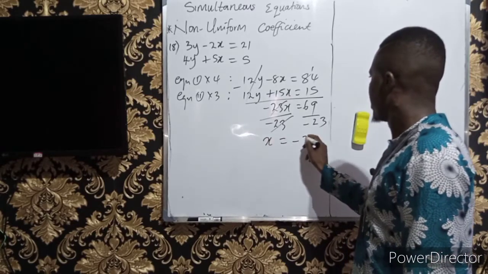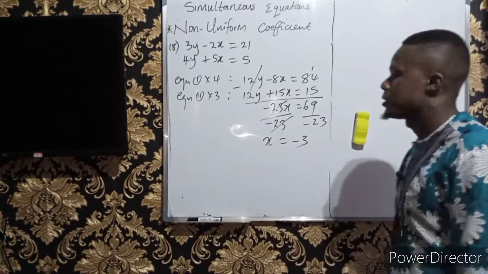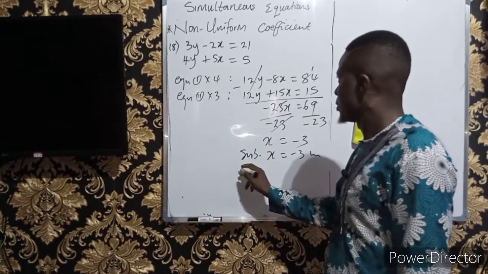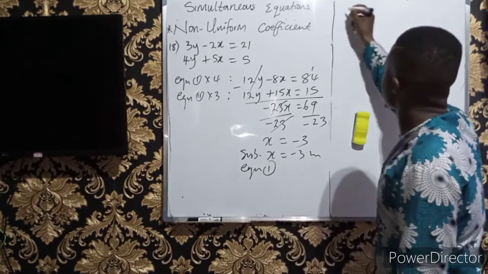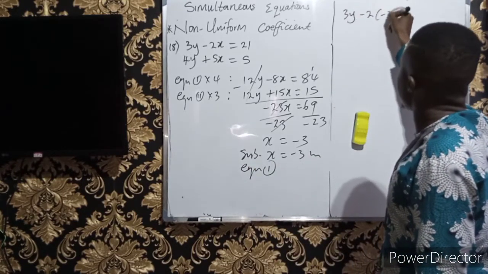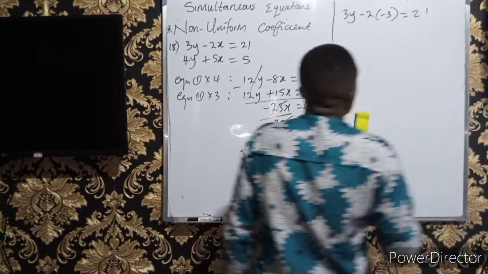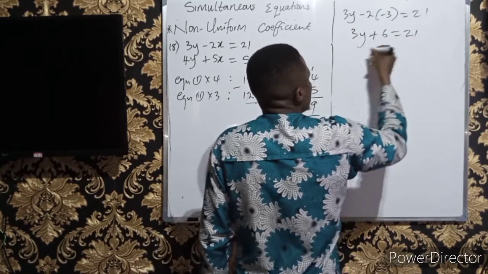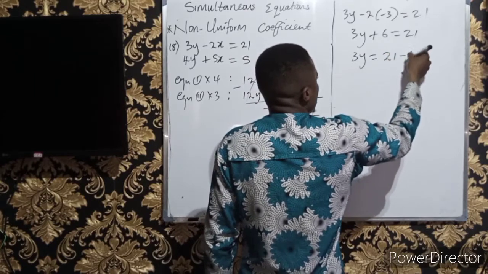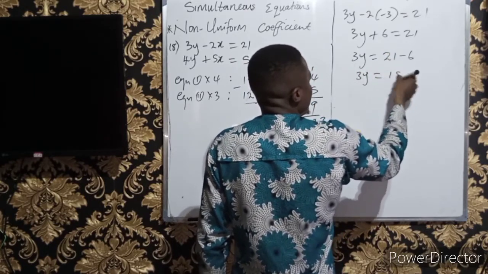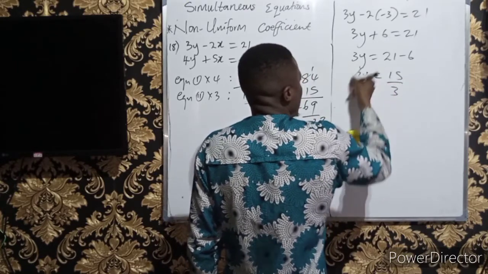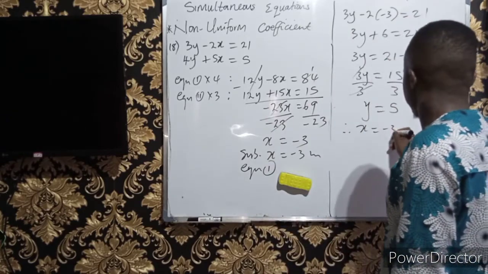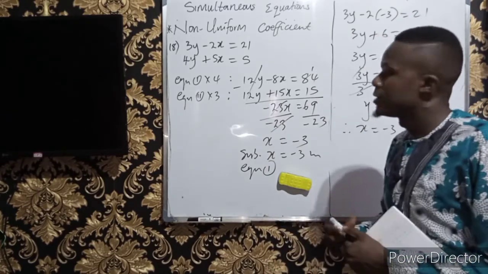So x will give us minus 3. Yeah, minus 3. So substitute x as minus 3 in equation 1. We shall have 3y minus 2 bracket minus 3 is 21. So this is 3y minus 2 times minus 3 is plus 6 equals 21. 3y is 21 minus 6. 3y is just 15. Divide by 3. So y is giving us 5. And therefore x is negative 3, y is 5.